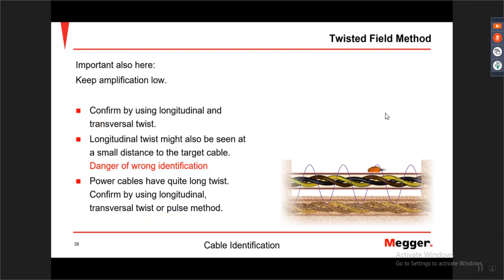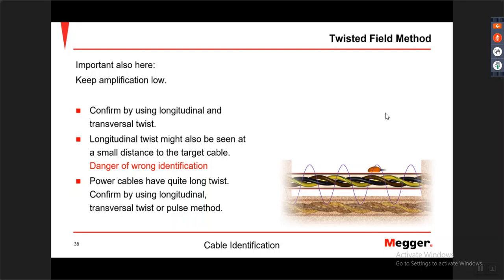Important also here, keep the amplification low. Confirm by using longitudinal and transversal twist. Longitudinal twist might also be seen at a small distance from the target cable. This can be a dangerous wrong identification, as you can potentially get an induced signal into a parallel cable. Some power cables have a very long twist. Confirm this by using longitudinal and transversal twist or the pulse method.